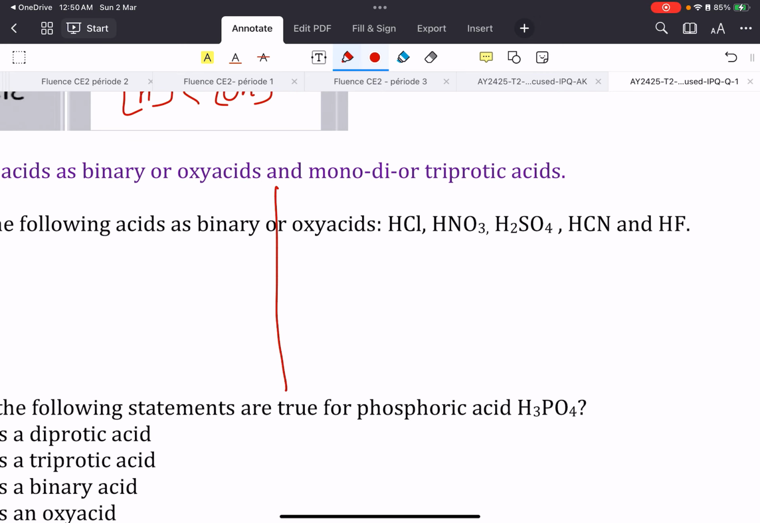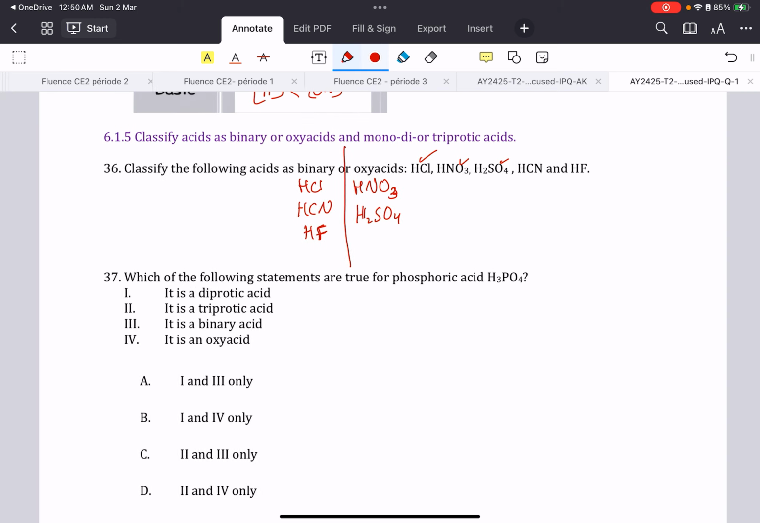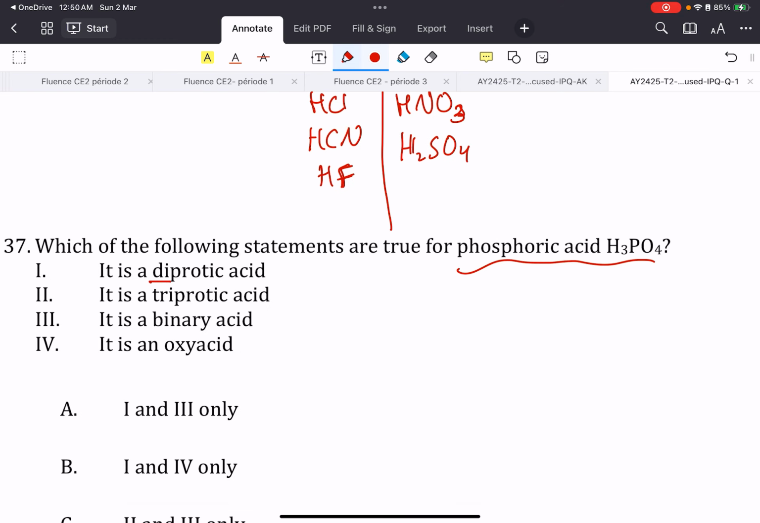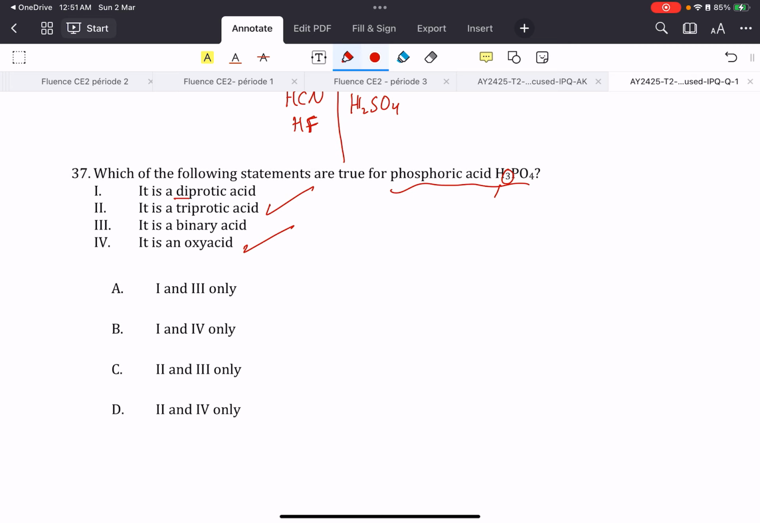Classify the following as binary or oxyacid. Binary, oxyacid. Oxyacid is the acid that contains oxygen. So H2SO4 is oxyacid. The rest are binary because they do not contain oxygen atoms. Now phosphoric acid, H3PO4, diprotic, no, it has 3 hydrogens. Triprotic, oxyacid. Okay, it contains O, so it is 2 and 4.